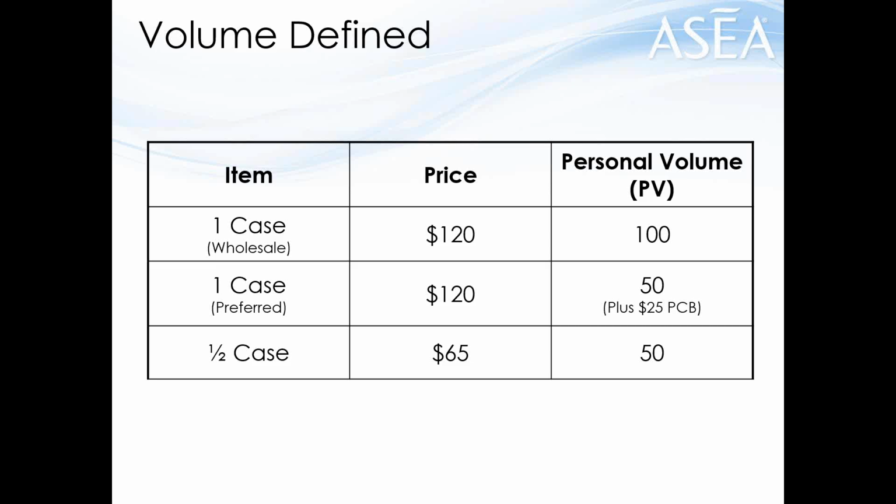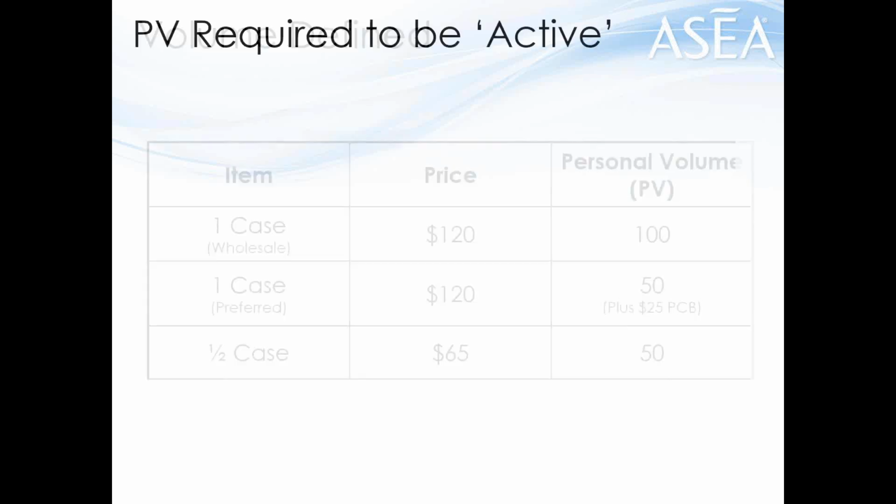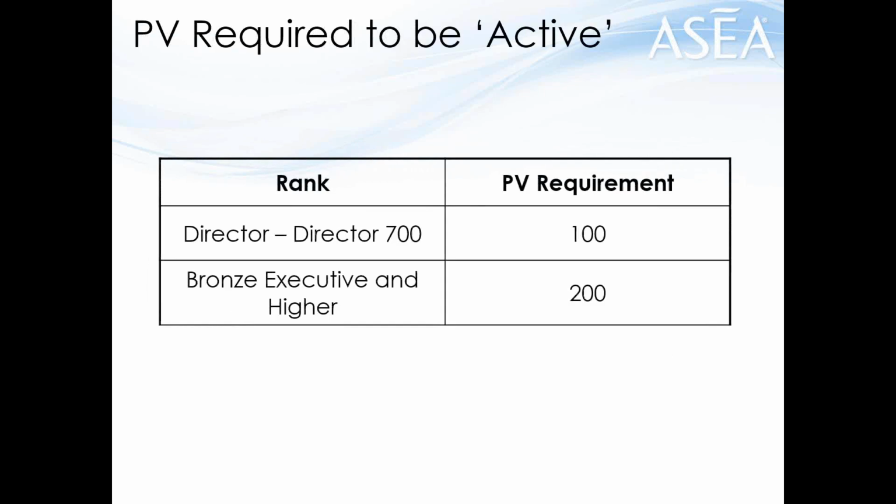A half case is $65. 50 PV gets put in the plan, in the team commission part of the plan on a half case. The PV required to be active up to the rank of Director 700 is 100 PV. Okay, starting at bronze executive and higher, though, it's 200 PV if you want to get your matching checks. Okay, if you don't have 200, then you'll be paid as a Director 700.